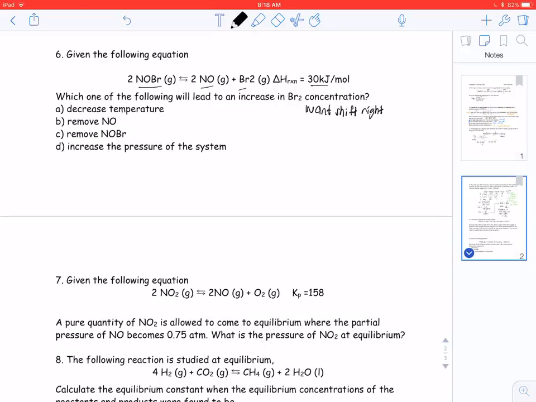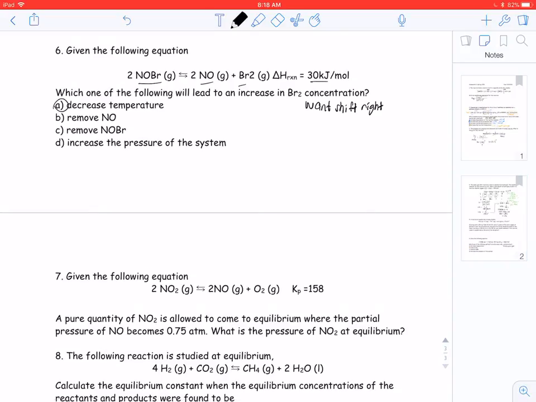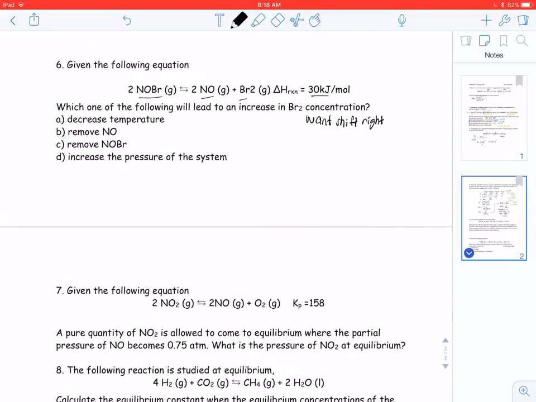So we're going to use Le Chatelier's principle to think about that. In step A, we need to think about heat. The delta H is plus, switch to blue to emphasize this, plus 30 kilojoules per mole. That means it's endothermic.